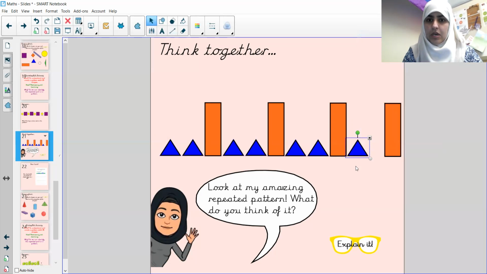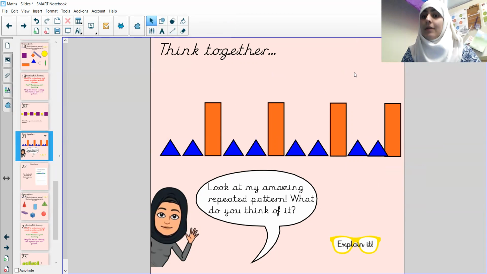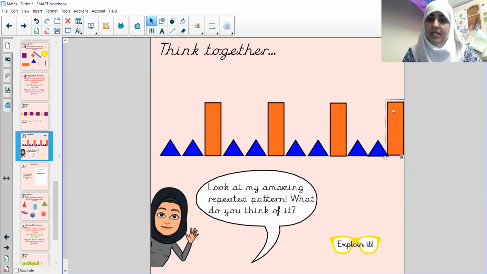So I'm going to copy that and paste it here. I am missing it here because we can see at the start of our pattern 2 triangles, 1 rectangle, 2 triangles, 1 rectangle, 2 triangles, 1 rectangle. Now there's 2 triangles and 1 rectangle, so that is all the same. It is repeated, the same shapes.